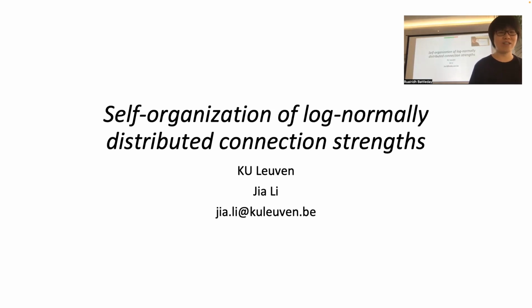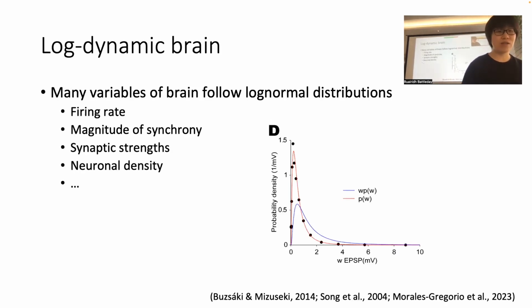The research question of my work is about how log-normally distributed connection strengths emerge in the brain. As you may know, many features of the brain follow a right-skewed, heavy-tailed distribution, typically in the form of a log-normal distribution. In this work, we focus on the log-normality of neuronal connection strengths, because brain functions rely on the interactions between neurons, and these interactions are determined by the neuronal connections. The log-normality of neuronal connection strengths is hypothesized to support efficient and economic information processing. However, there is no good explanation of how this log-normality emerges.